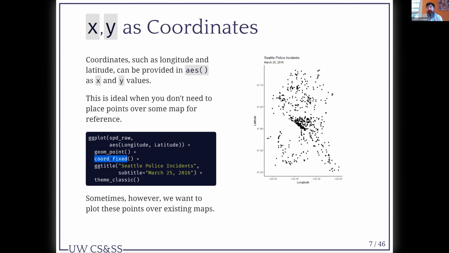I say here coord_fixed. Coord_fixed makes it so the space between y units and x units is the same. This isn't ideal for latitude and longitude because the width between longitudes changes depending on where you are on the planet. You get further up north and there are smaller distances. But in this case, it kind of works. And then I just plot it out here, right?